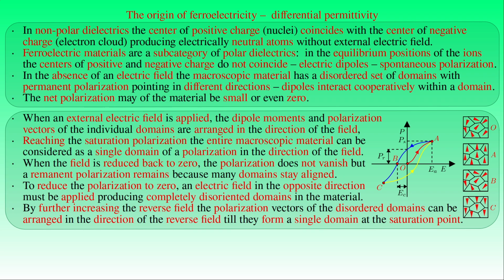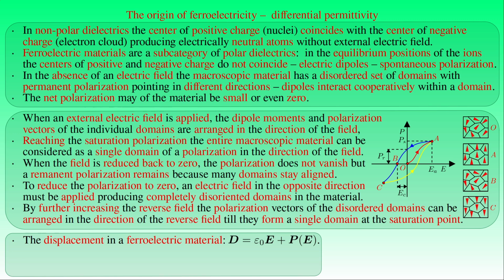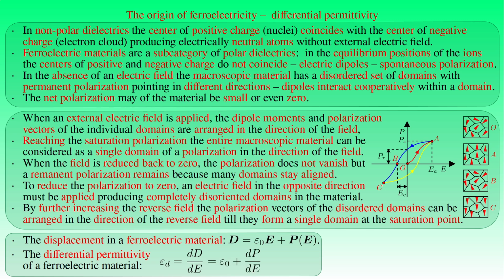The displacement vector D for ferroelectric materials can be written as the vector sum of the vacuum permittivity epsilon naught times the electric field strength E, and the polarization vector P, where the latter depends on the field strength. Now we define the differential permittivity epsilon D by the derivative of the magnitude of the displacement D with respect to the magnitude of the field strength E. If we substitute the expression for the displacement into the derivative, the differential dielectric constant can be written as epsilon naught plus the derivative of the magnitude of the polarization P with respect to the magnitude of the field strength E.